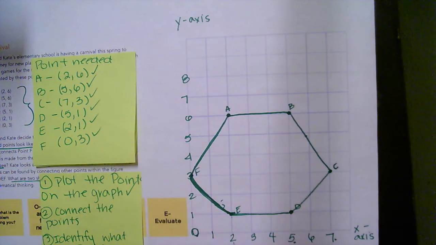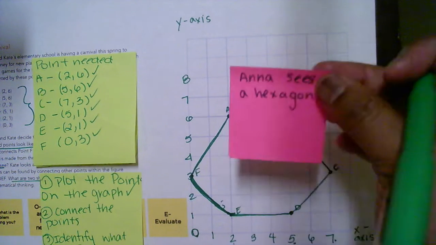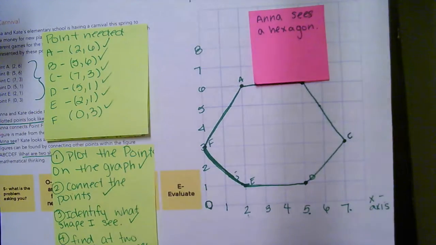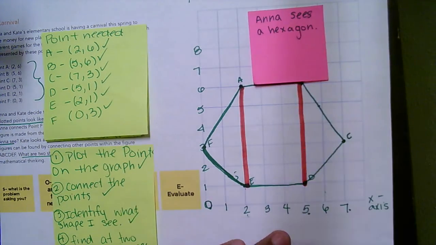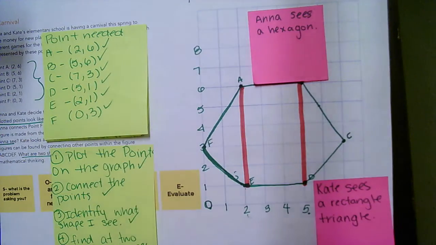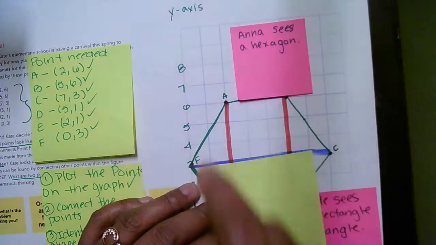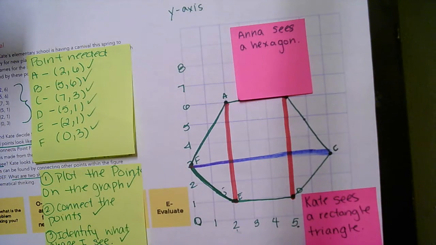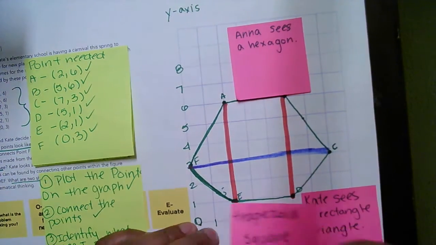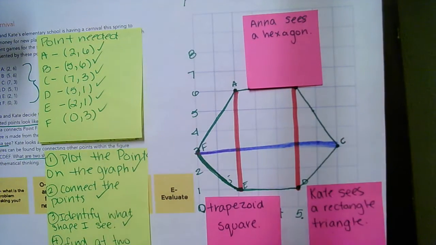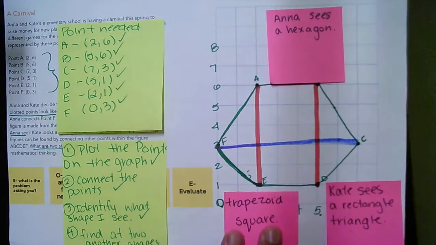Alright, boys and girls, so after I make this shape, I can say that Anna sees a hexagon. Okay, boys and girls, so now I have to say to myself, what other shapes can Kate see? So I took my marker and I made 2 connecting points from A to E and B to D. So Kate sees a rectangle and a triangle. But then I said, what are other shapes that she can find? And I made a horizontal line from F to C, and that made a trapezoid and 2 squares. So Kate can see a rectangle, a triangle, a trapezoid, and a square.